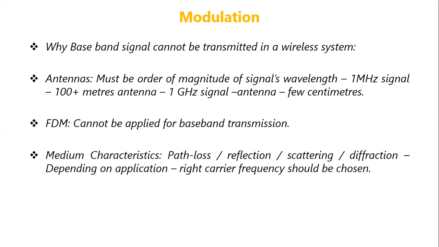So these are some of the reasons why the baseband signal cannot be transmitted directly. Rather, it should go through a process, and that process is called analog modulation.